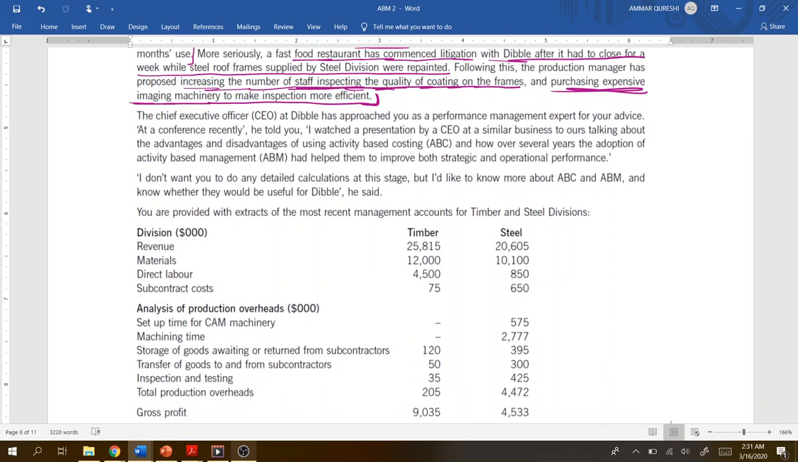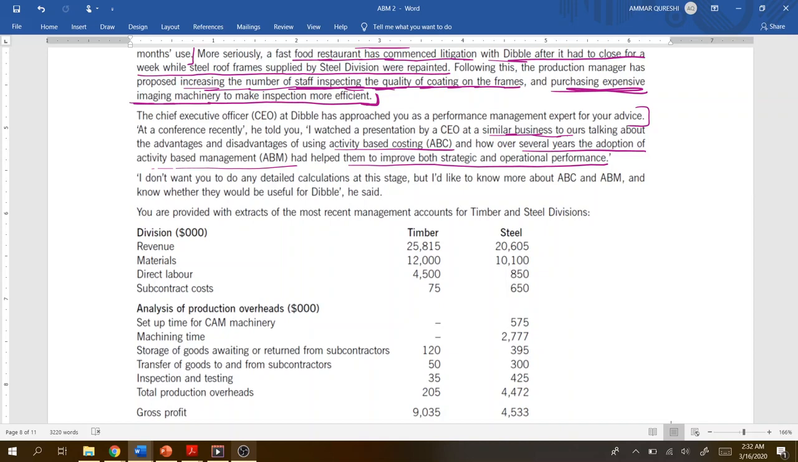The chief executive officer at Dibble has approached you as a performance management expert for your advice. At a conference recently, he told you, I watched a presentation by the CEO at a business similar to ours talking about the advantages and disadvantages of activity-based costing and how, over several years, the adoption of ABM had helped them to improve both strategic and operational performance. Try to recall what we studied on operational and strategic performance.